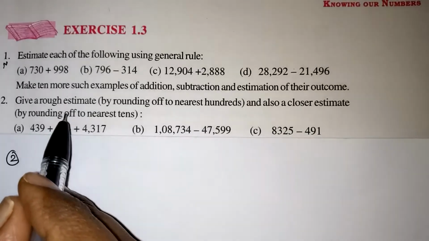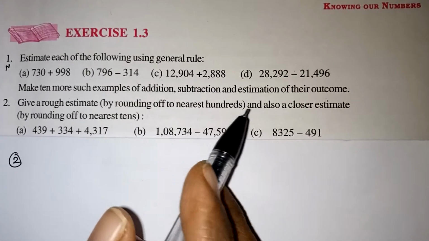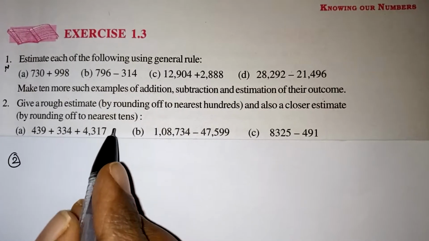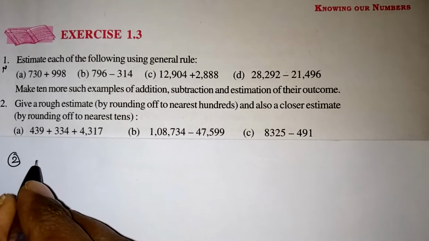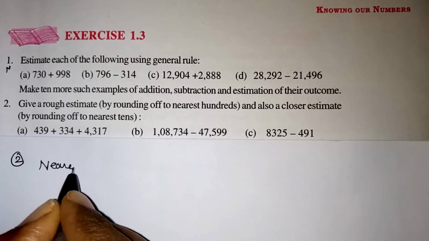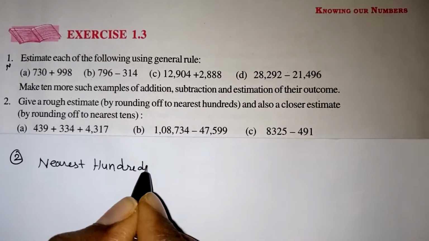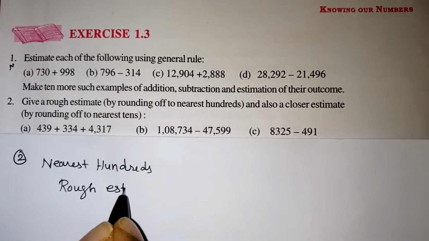So the rough estimation should be done by rounding off to the nearest hundreds. The next one, the closer estimation, should be done by rounding off to the nearest tens. So let us do the first, the rough estimation, that is the nearest hundreds.